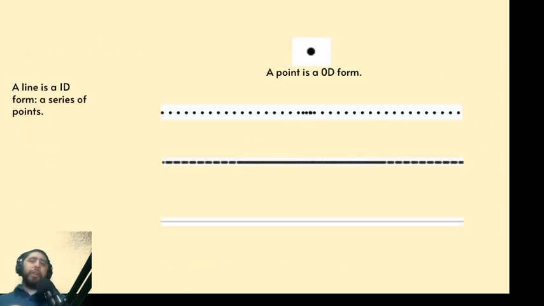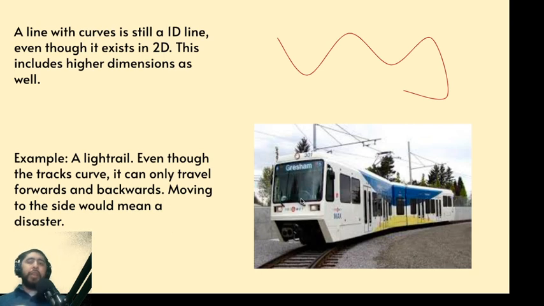Line. Okay, so line's interesting because it's a 1D thing. A point is 0 dimensions, and yes, we're talking about 0D, 1D, 2D, 3D. So a line is a series of points. If you put a bunch of them in a row like this, eventually it becomes a line. And a line can curve. It does go in a 2-dimensional space. It can go like that.